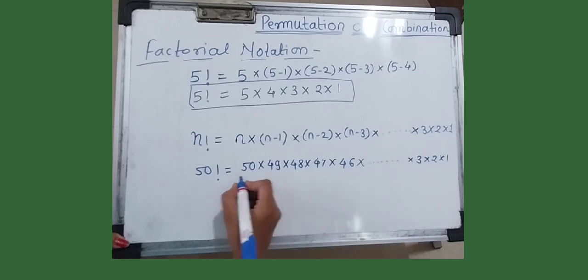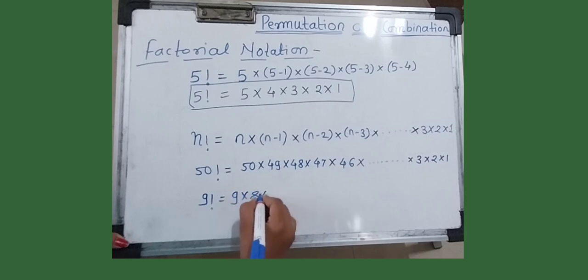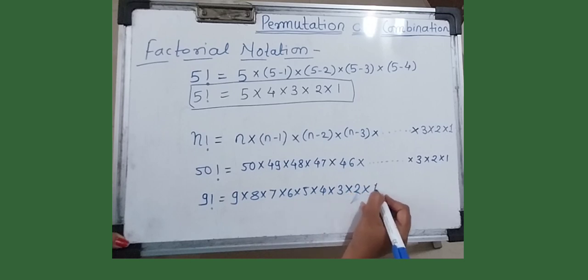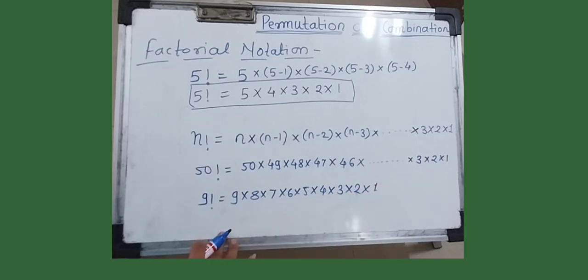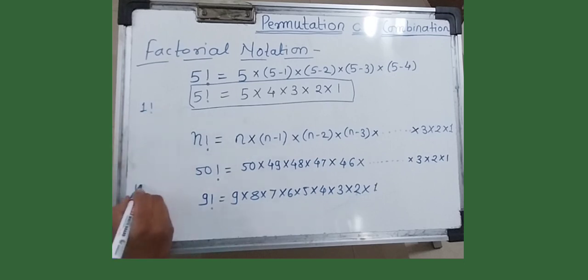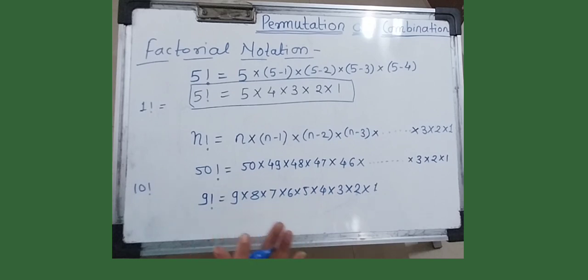Why? Because this is the reason. Okay, if I want to find 9 factorial, what I write here, 9 into 8 into 7 into 6 into 5 into 4 into 3, sorry, 2 into 1. Clear? So this is the factorial notation. Okay, you have to mark 1 factorial up to 10 factorial. Learn it. Directly learn it. Okay.